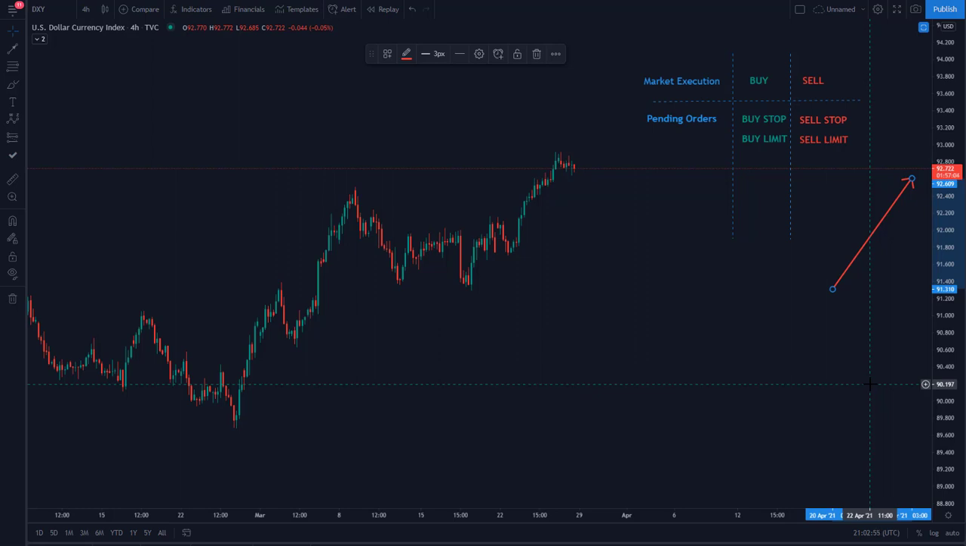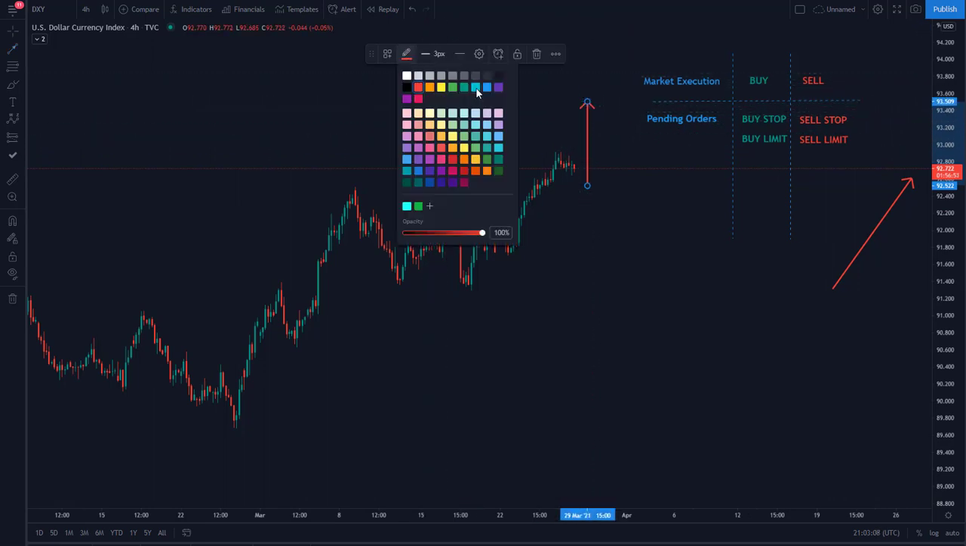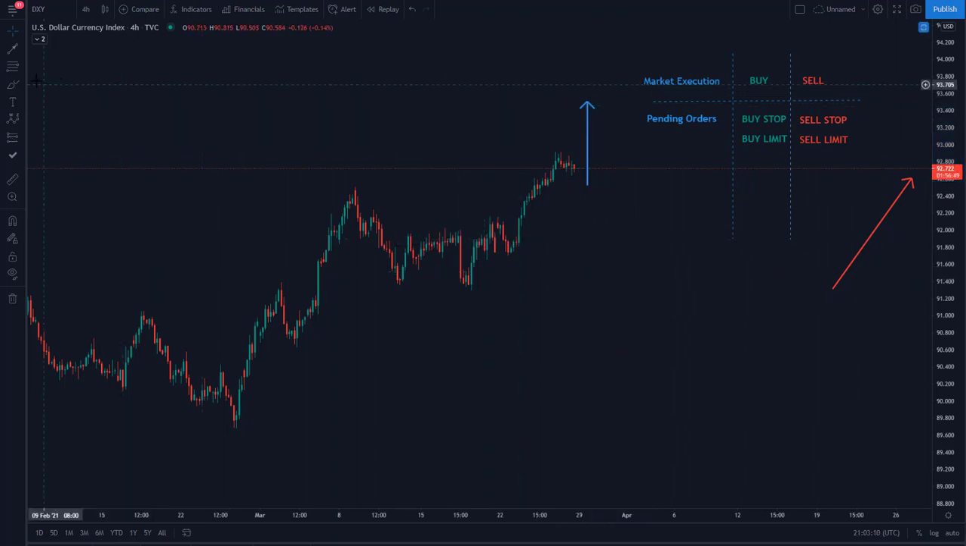So how do we profit basically? If we click on a buy market execution, we're expecting the dollar to move in the upwards direction. And if we're selling, we're expecting the dollar to move in the downwards direction so that we can profit from our transaction. Pretty straightforward with buying and selling with market execution orders.